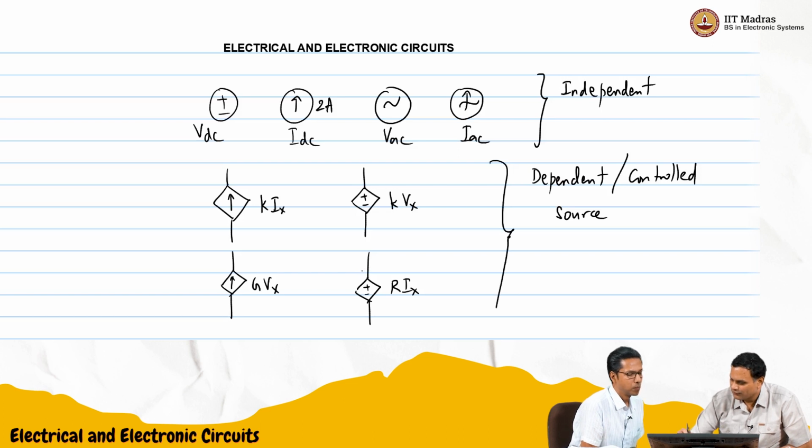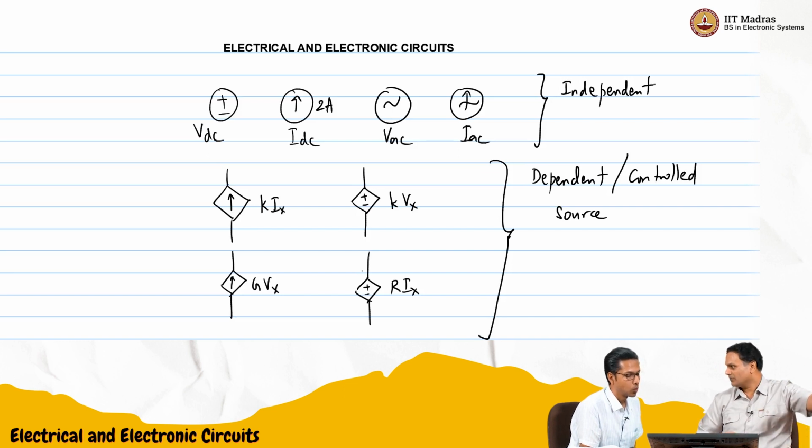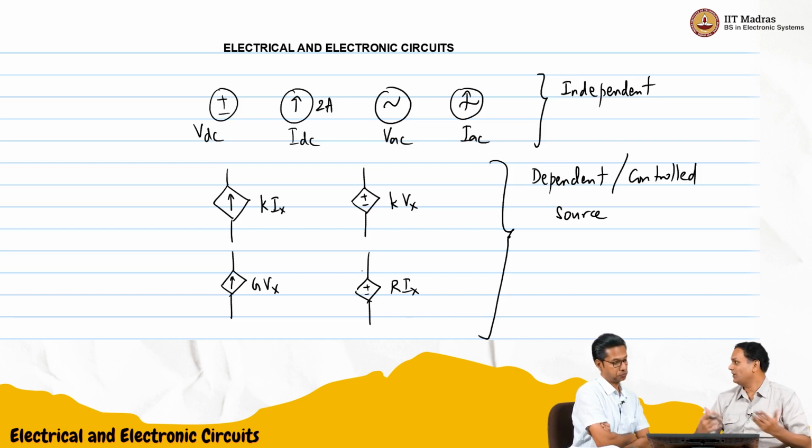There are actually 4 types of dependent, or controlled, sources. You can either have a current source or a voltage source, and the controlling variable can be either the current through some other element, through some wire somewhere, or the voltage between two nodes somewhere. So now you have 4 different types. Shall we write down the name of each one of these?